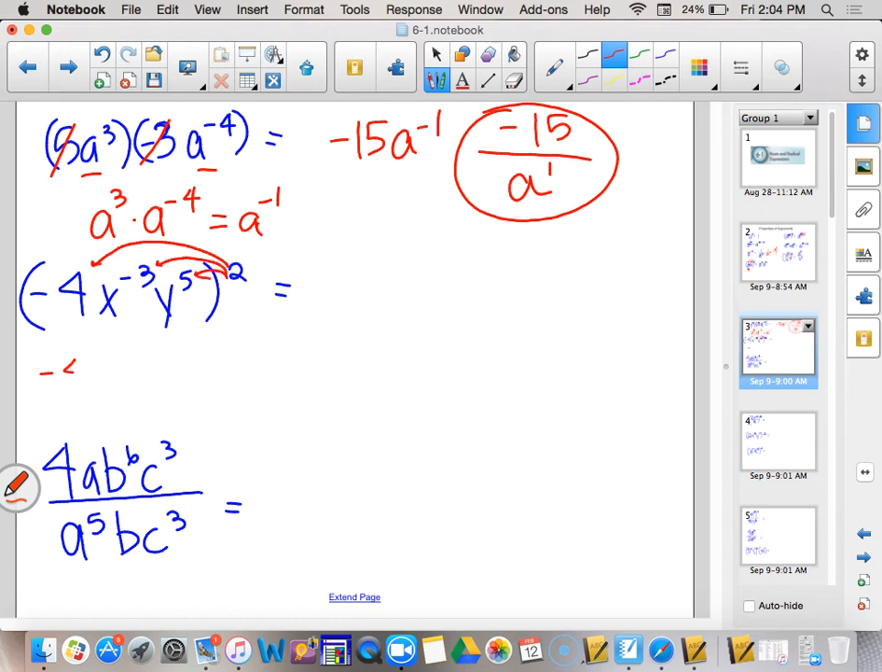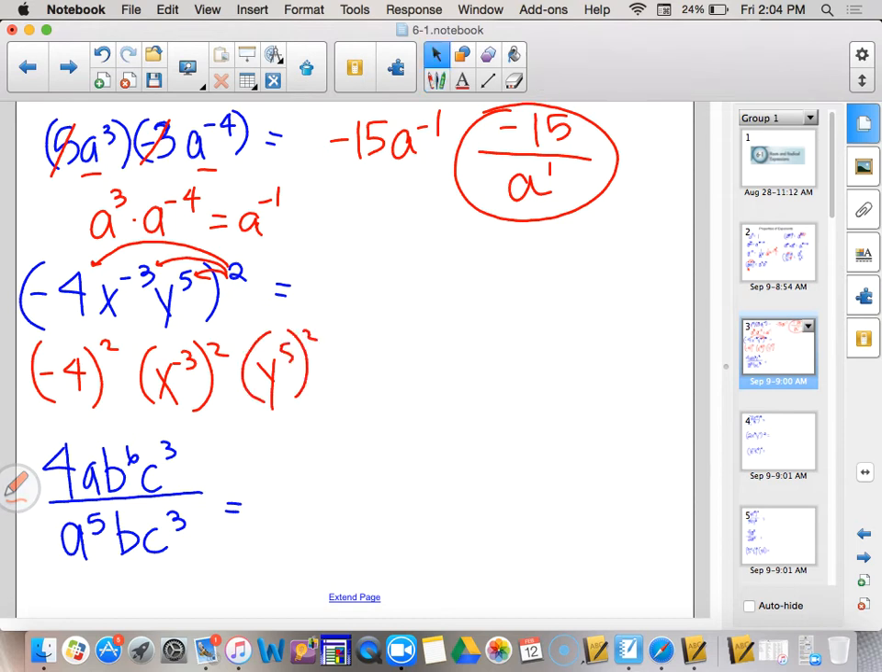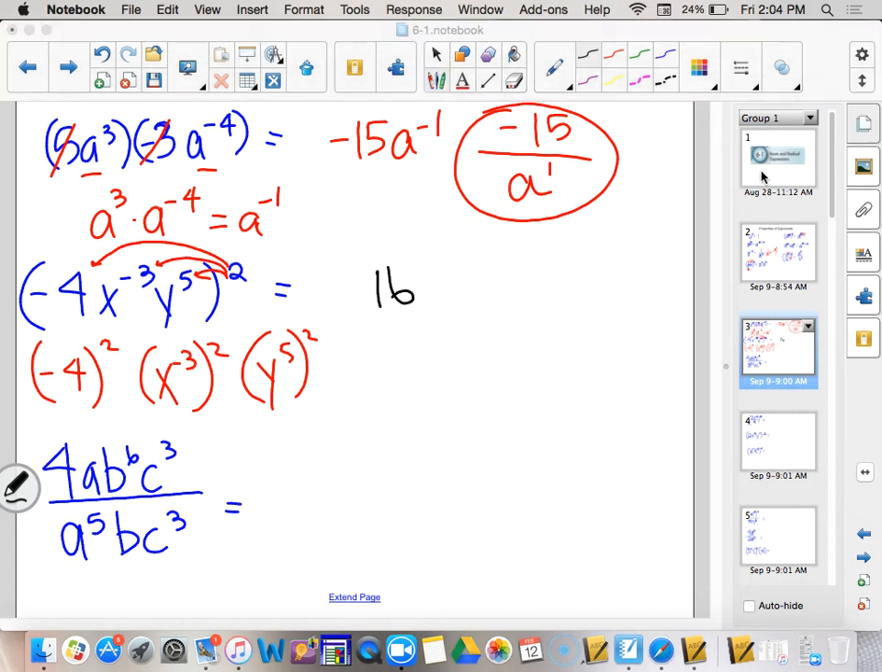So it's going to be negative 4 raised to the second power, x to the negative 3rd raised to the second power, and y to the 5th raised to the second power. So what's negative 4 squared? 16. What is x to the negative 3rd to the second? What do I do when I have a power raised to another power? You multiply them. So what's negative 3 times 2?